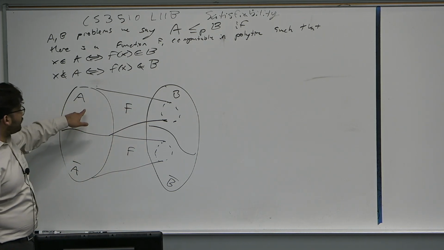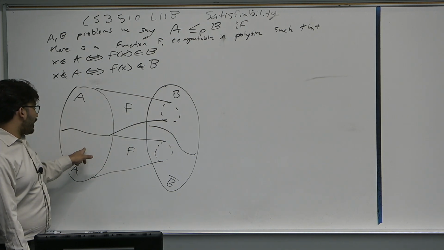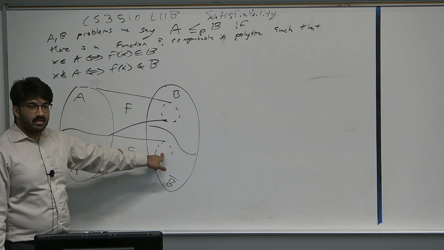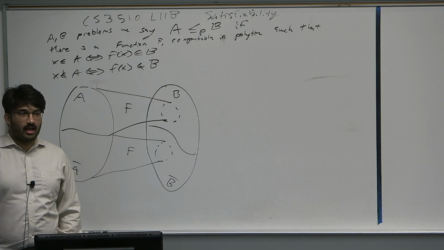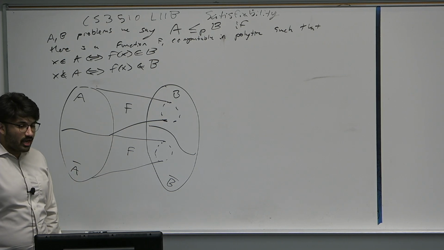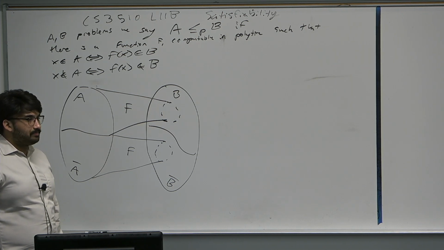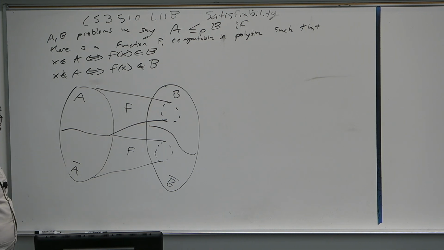In that if x is in A, then f of x better be in B. And if x is not in A, then f of x better not be in B. A polytime reduction need not be surjective. It need not be injective. It need not be anything except that. It just needs to be computable in polytime and have this correctness property.